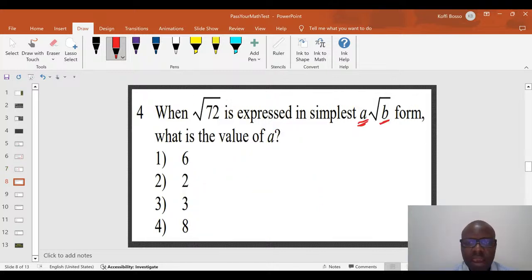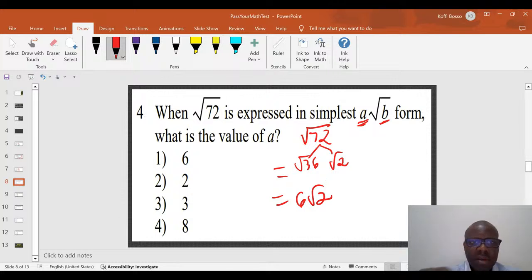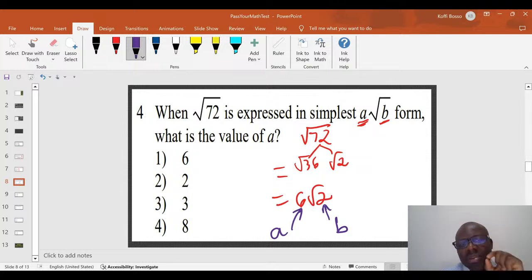Again, we break down the square root of 72, which we already did, as 36 here and 2 here. So we have 6 square root of 2. This tells you that the 6 outside is A, and the 2 inside is B. But here they ask you for A, so it's just the number you have outside, and that number is 6. So the answer here is choice number 1.